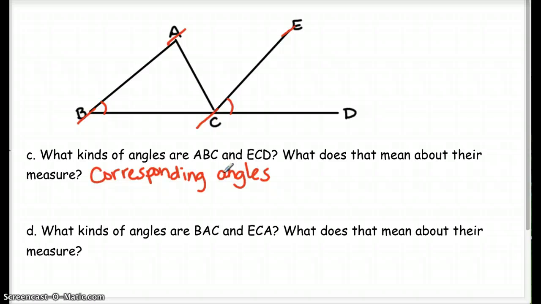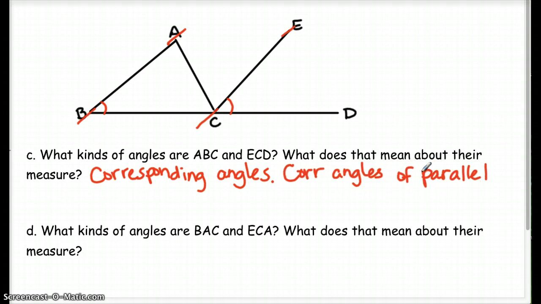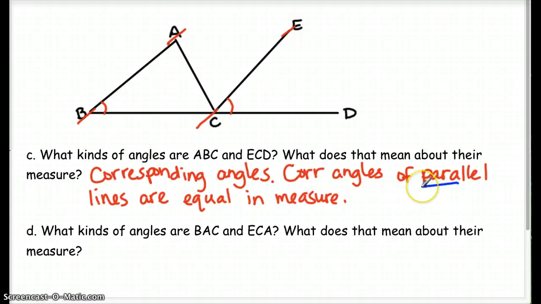And then what does that mean about their measure? Well, we will just say corresponding angles, and you can abbreviate that. Corresponding angles of parallel lines are equal in measure. The whole key to this right here is of parallel lines. If the lines aren't parallel, they're not going to be equal. So the lines have to be parallel.